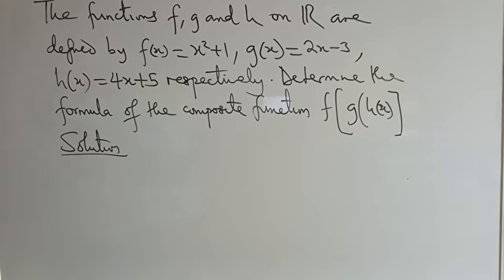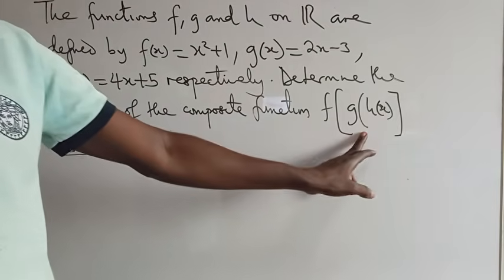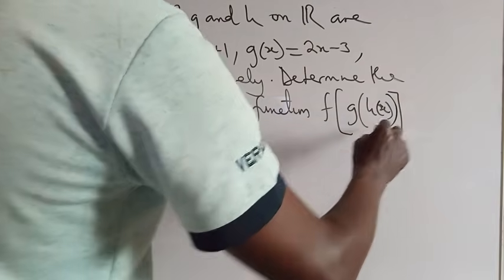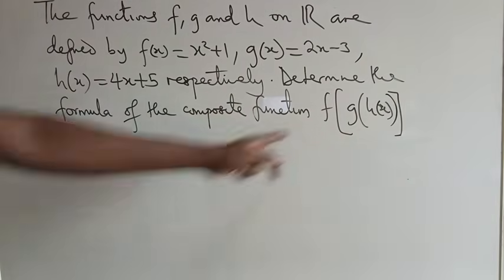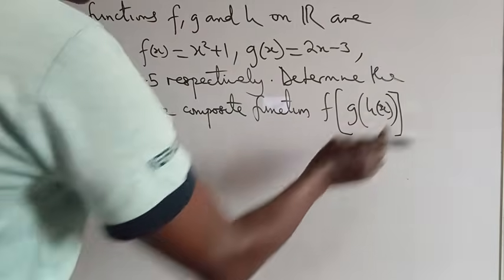We want to find the formula of the composite function f of g of h of x. There are three functions being embedded together here. Now let's start with the innermost function.